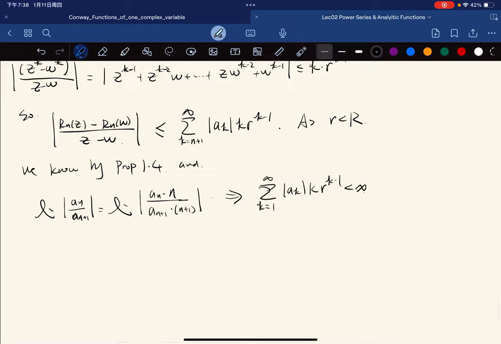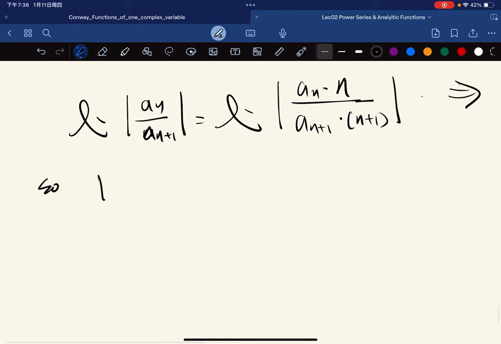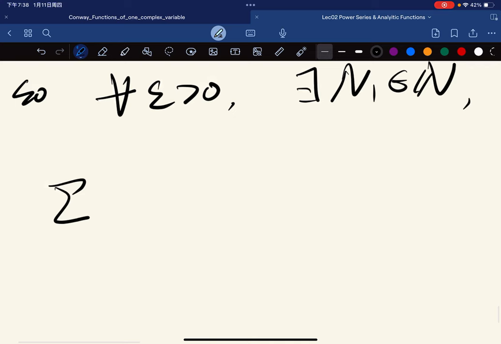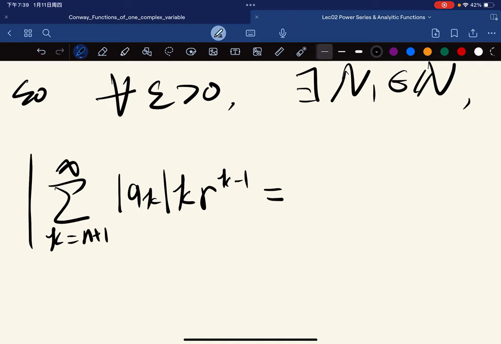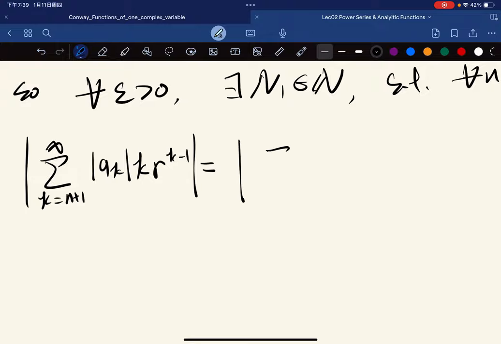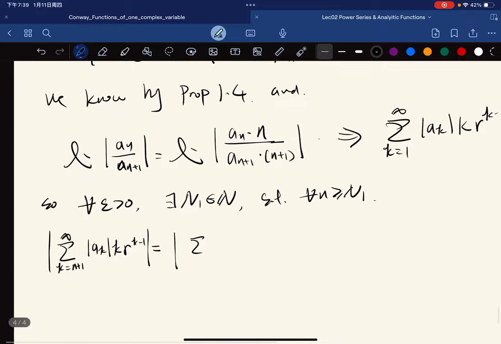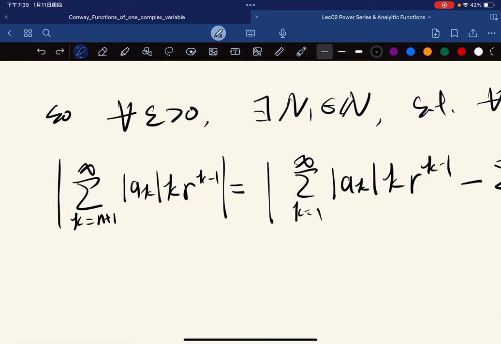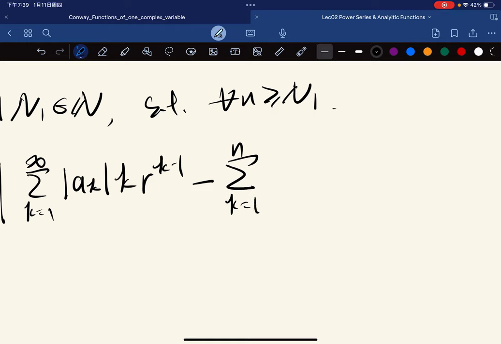Right? Which means that for any epsilon greater than 0, we have an n1 such that for any n greater than n1, we have that the tail... well, you might ask, what is the meaning of the tail? What is the definition of the tail? For those who don't know, the tail is equal to, sorry, the sum from k equals n. It's defined to be this minus, we start from n minus 1, right? So we start from n. That's the definition.